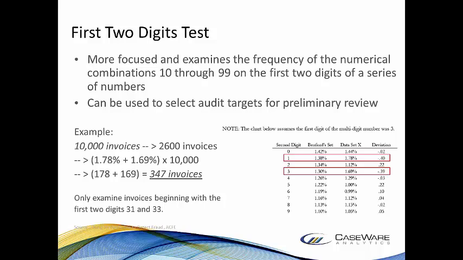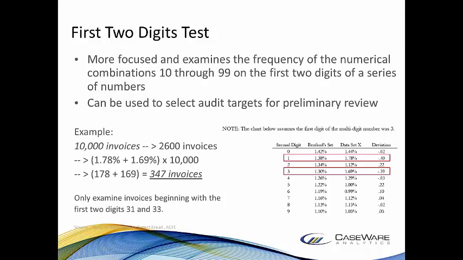This is more focused, and it would examine the frequency of the numbers of the first two digits. So in other words, it'll look at not just the first leading digit 1, but 1 in association with another digit, like 1-1, 1-2, 1-3, and so on. It can be used to select audit targets for preliminary review. You won't have to look at 2,600 invoices, as we mentioned in the previous example of 10,000 invoices, by using the first digit only.